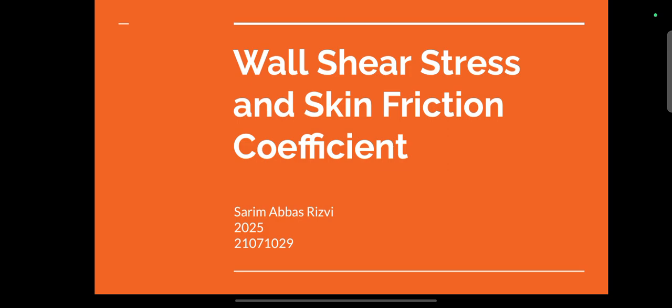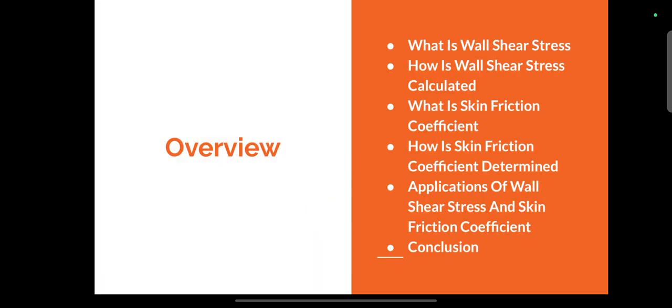So, I am going to talk about wall shear stress and skin friction coefficients. So, let's move forward. Overview: I am going to talk about what is wall shear stress, how is wall shear stress calculated, and what is skin friction coefficient, how is skin friction coefficient determined, application of these two, and conclusion.